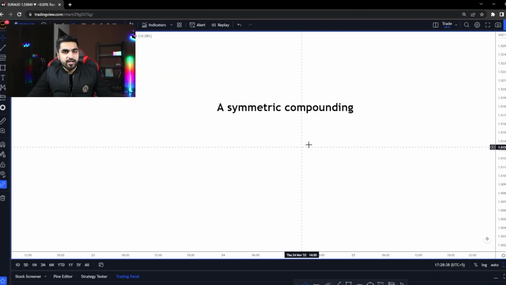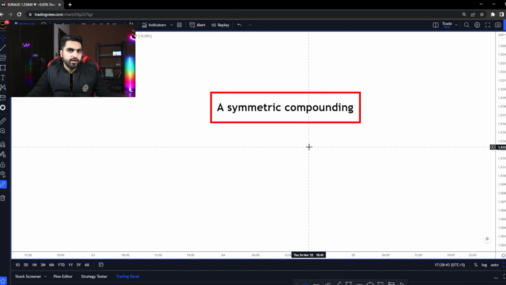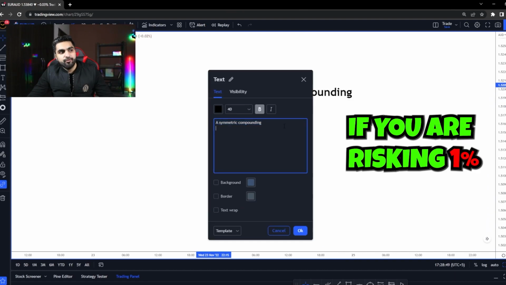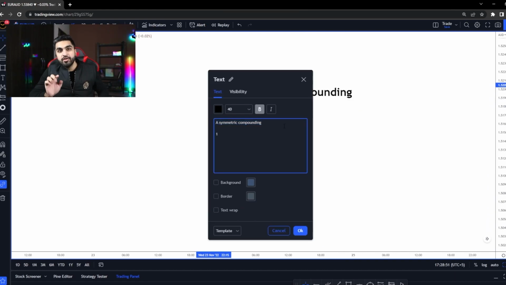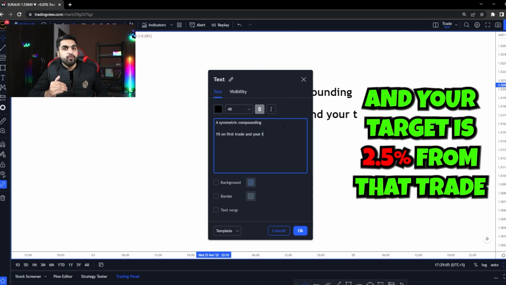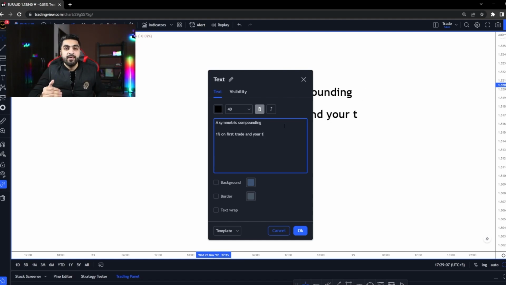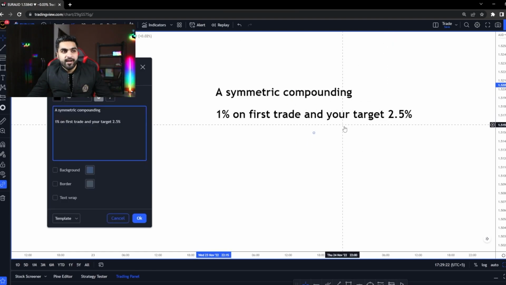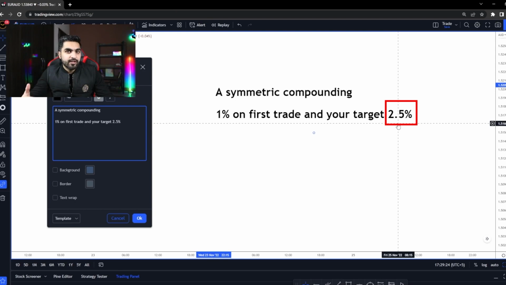Now my risk management system that I use to pass the prop firm evaluation is called asymmetric compounding, and it's a very simple concept. The concept is that on the first trade, if you are risking 1%, which I recommend you risk only 1% in your first trade, and your target is 2.5% from that trade, meaning 1:2.5 risk reward, then at the end of your first trade you are up 2.5% profits already.